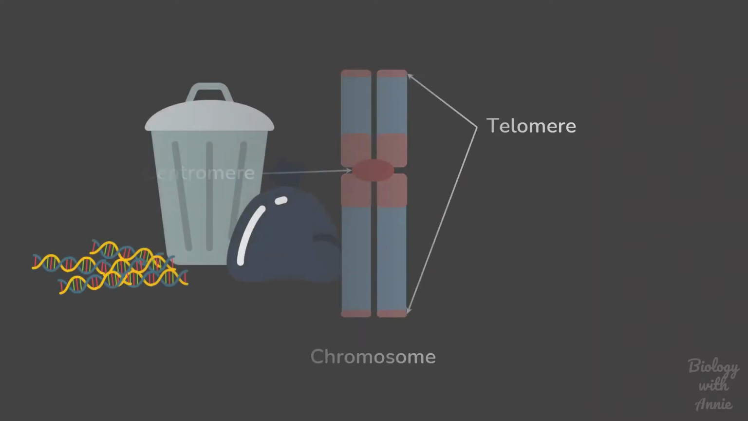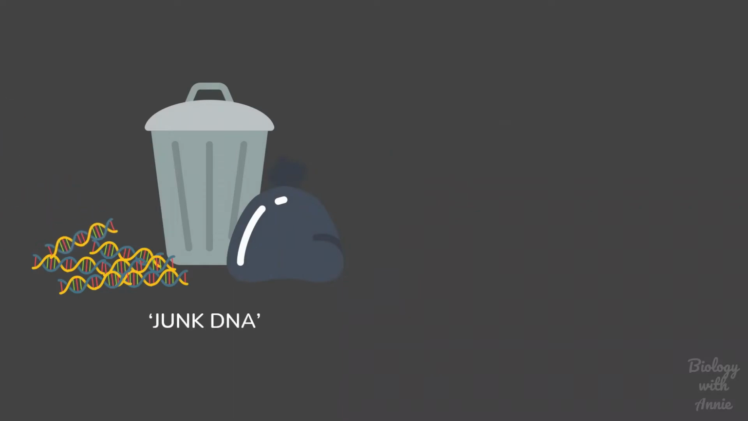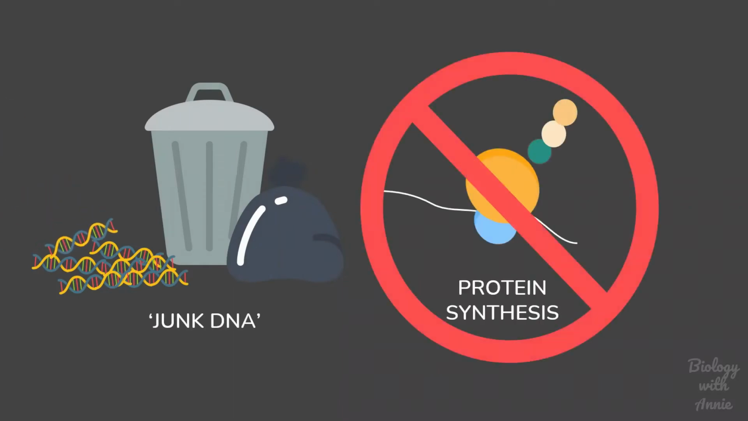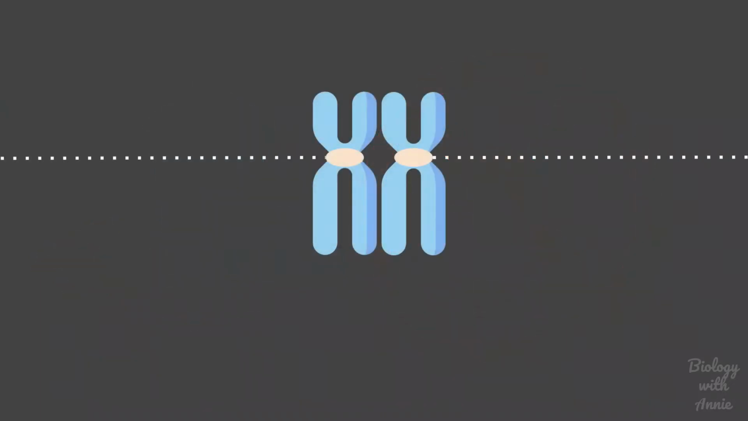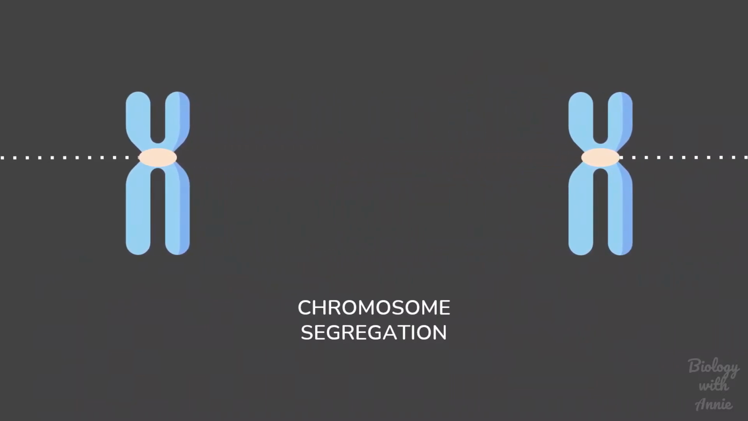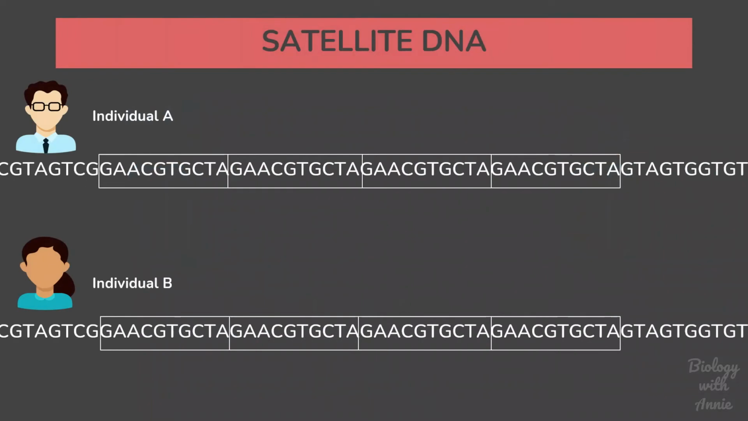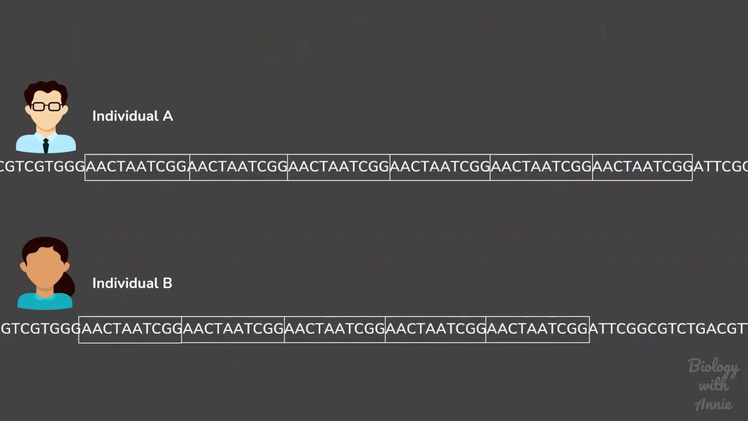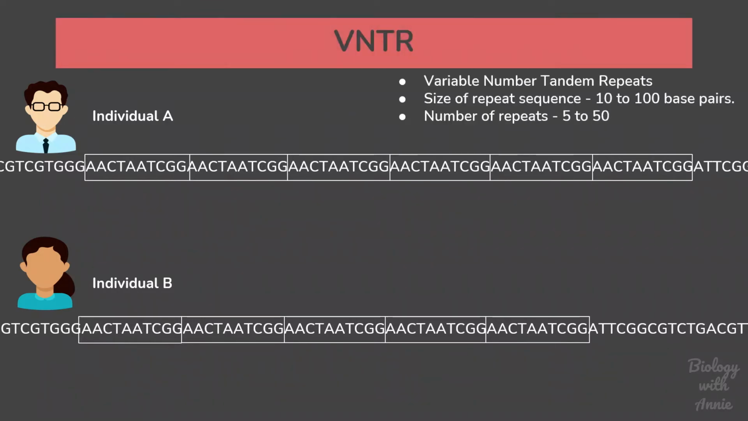They were initially considered to be junk DNA because they didn't contain any information for making proteins, but were later found to play an important role in chromosome segregation during cell division. Some satellite regions have sequences that repeat the same number of times in all individuals, whereas other satellites vary in the number of repeats from individual to individual. These satellites are called VNTRs, that is variable number of tandem repeats. Their sequences are about 10 to 100 base pairs long and are repeated between 5 to 50 times in the genome.